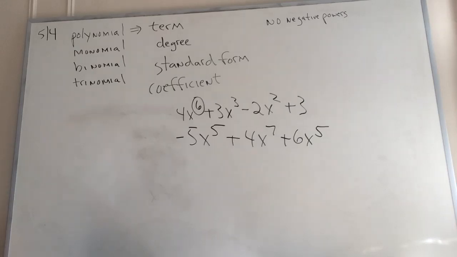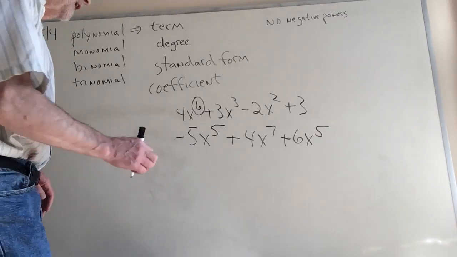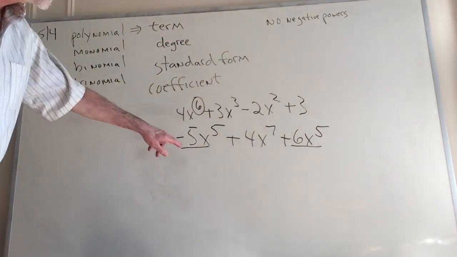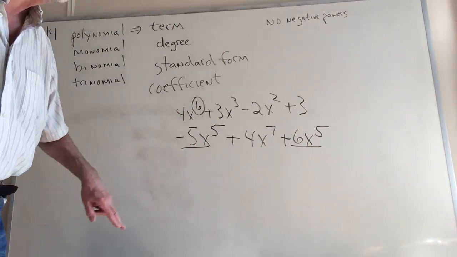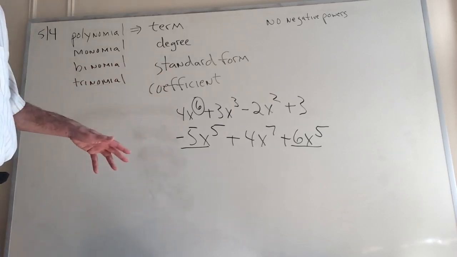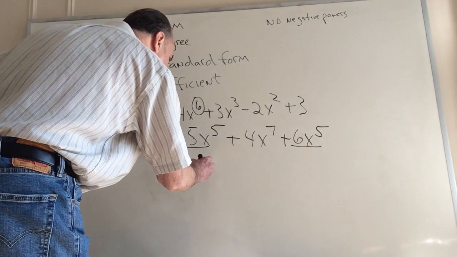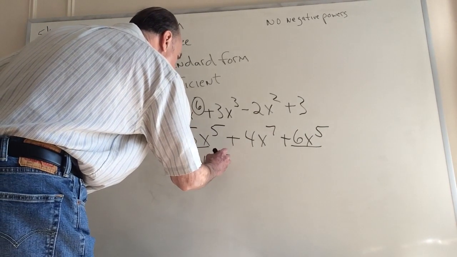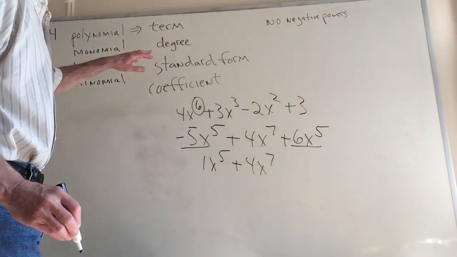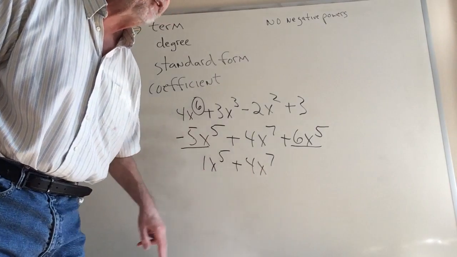If you think about it, there are only 2 terms here. Why? Because this combines with this. Why do they combine? They're like terms. They share the same power. So then you use your n's and p's, your negatives and positives, and you write negative 5 plus 6 is 1x to the 5th plus 4x to the 7th, and this is going to be called a binomial, that is 2 terms to the 7th degree.